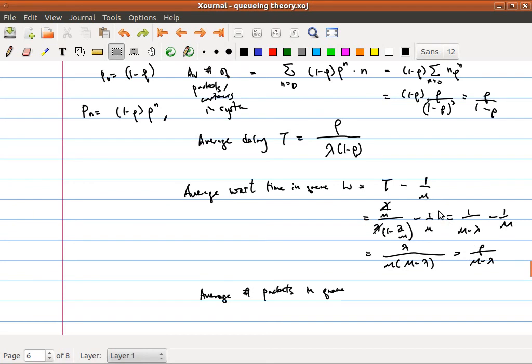And then let's compute the average number of packets in the queue. That will be just equal to lambda W by Little's theorem. And therefore it's equal to lambda times rho over mu minus lambda, and with some algebra we'll get rho squared over 1 minus rho.